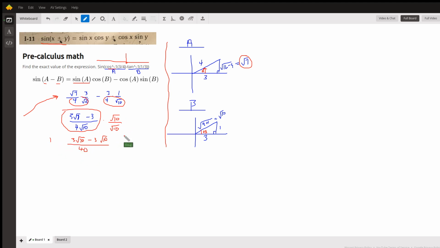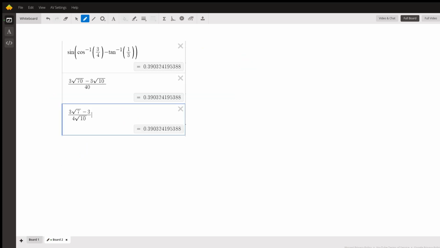there's another possible answer. Okay, and here on board 2 is kind of proof that those answers are correct. There's the original problem, the sine of the angle that has a cosine of 3/4 minus the angle that has a tangent of 1/3 gives us this decimal approximation. And here are the two exact values that give the same approximate value. So this is probably the answer that would be given on a multiple choice test.